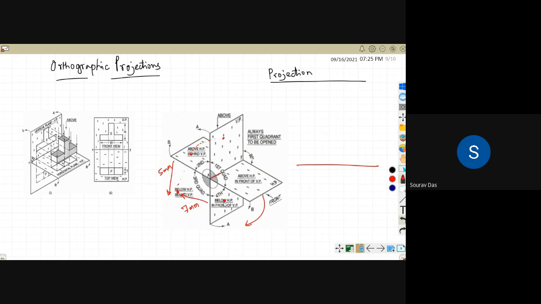So if we draw the reference line, the front view of the point in the third quadrant will come below the reference line. So this will be the front view. We can see the 5 mm below the horizontal plane in the front view, and this 7 mm behind the vertical plane. When this point moves along with the horizontal plane, it will go above the reference line. So this will be the top view of the point.